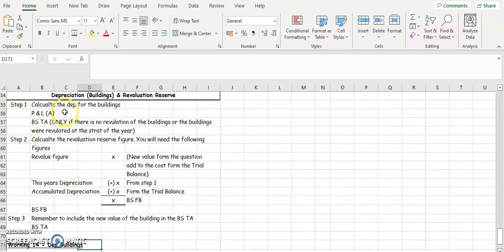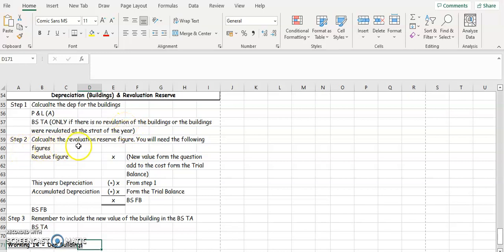So step one, calculate depreciation for the buildings. That's going to go into your profit and loss and administration. The depreciation will also go into the balance sheet as a tangible asset only if there's no revaluation of the buildings or if the buildings are revalued at the start of the year. If the buildings are revalued at the start of the year, you're going to have depreciation on that new figure for our buildings for the year. And if it's revalued at the end of the year, well, then there's no depreciation on it.